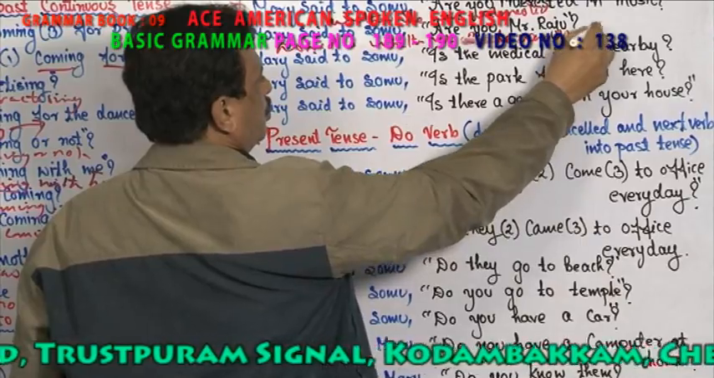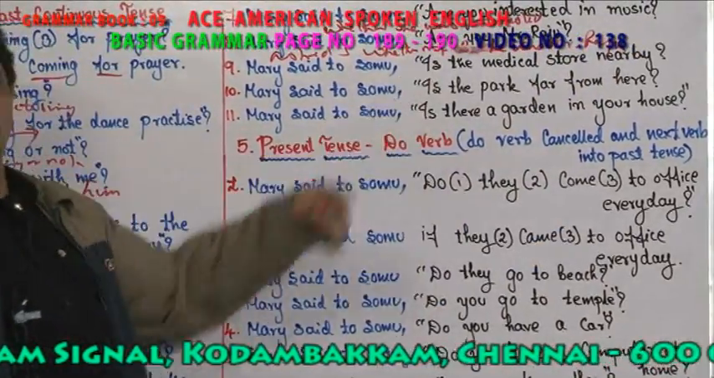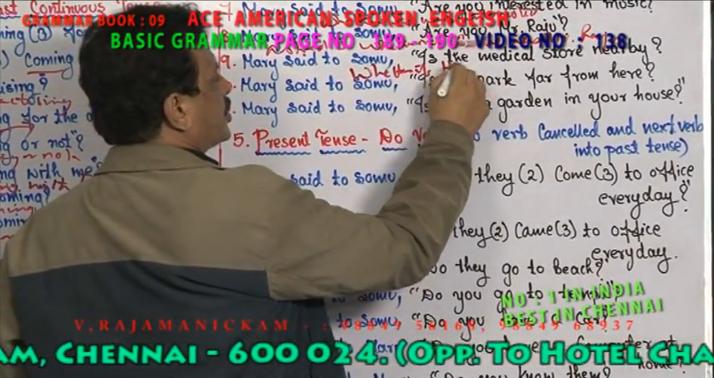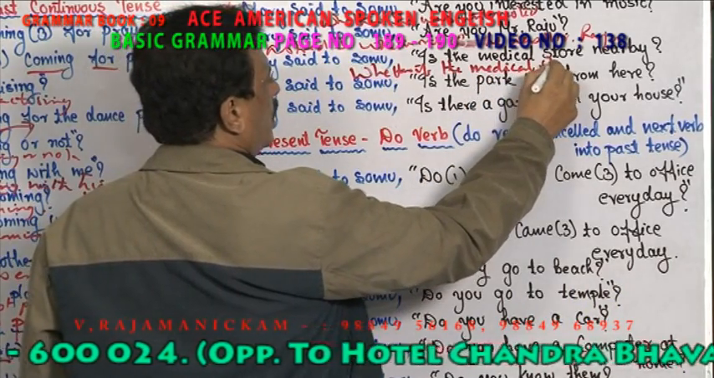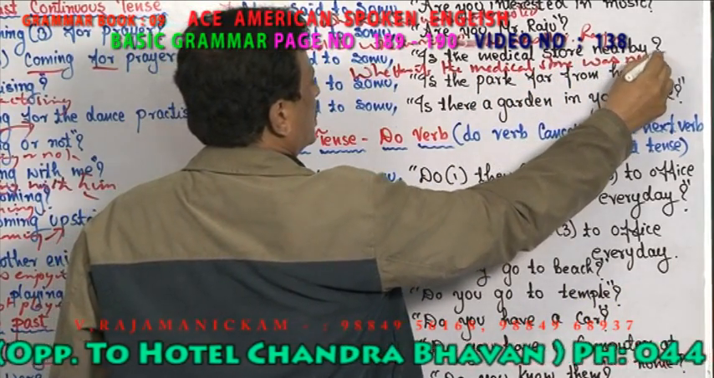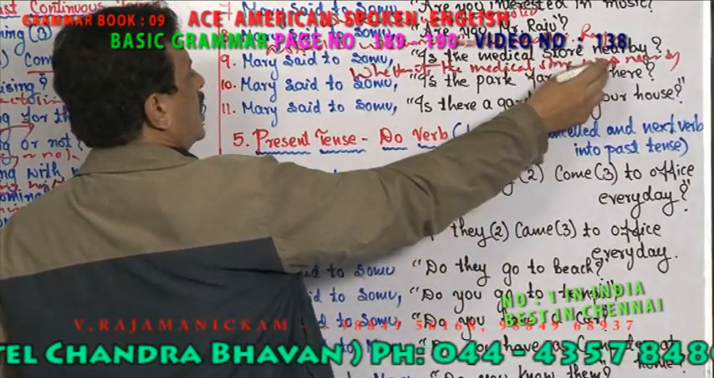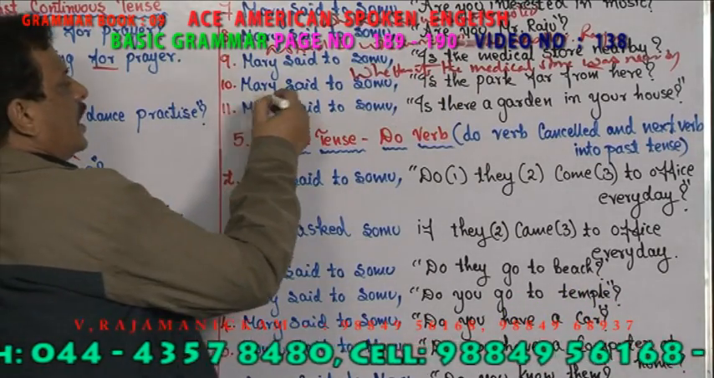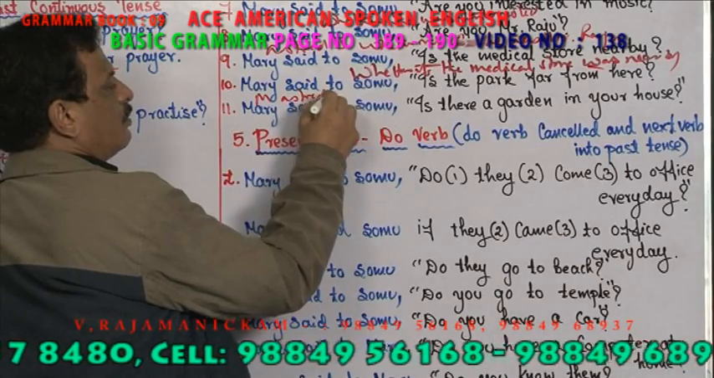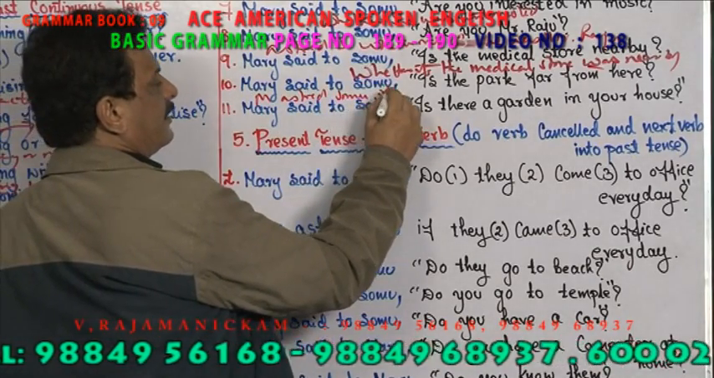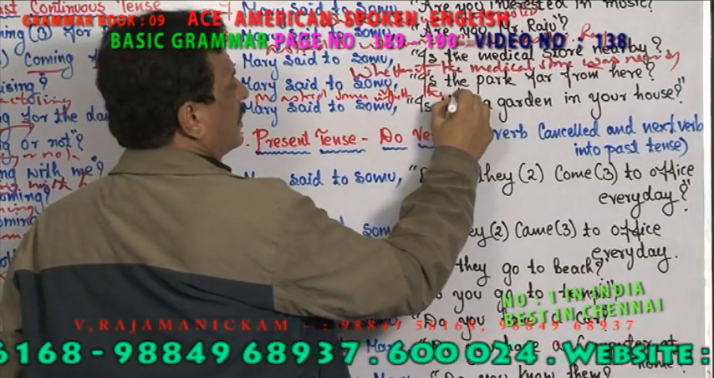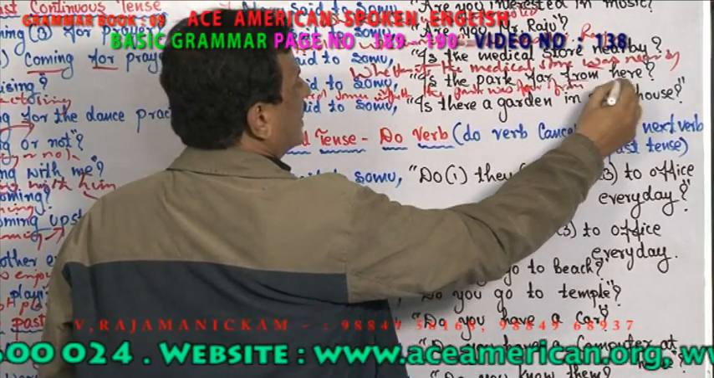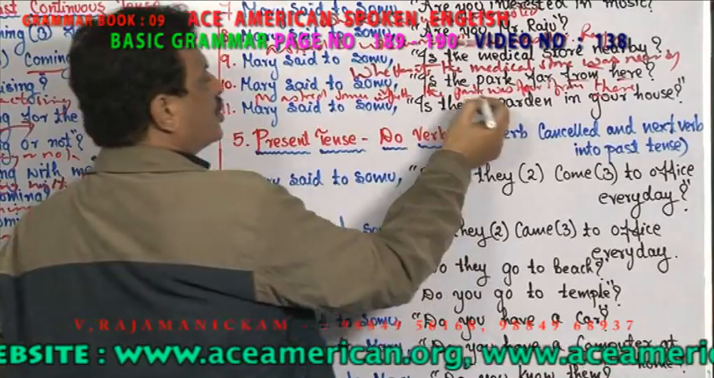Mr. Raju, right, sir? So Mary said to Somu, is the medical store nearby? How does it change? Whether or if the medical store was nearby, right? Is changes into was. Now Mary said to Somu, is the park far from here? How does it change? So Mary asked Somu, yes, whether or if the park was far from here changes into there. Is changes into was.